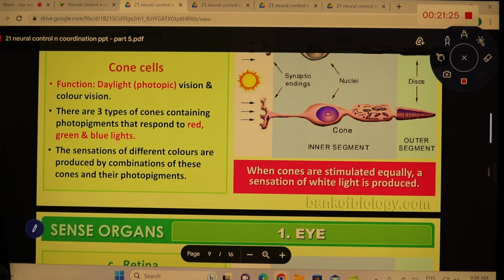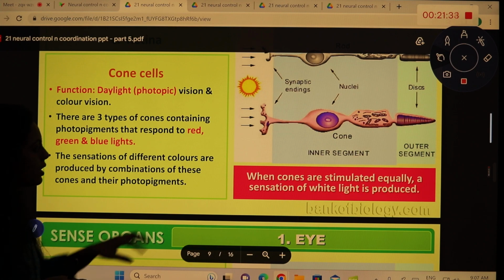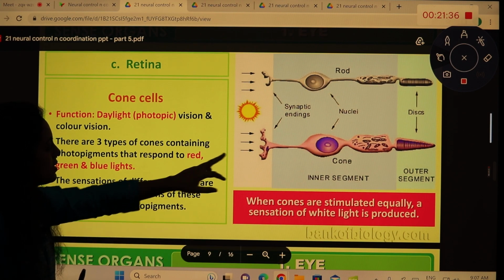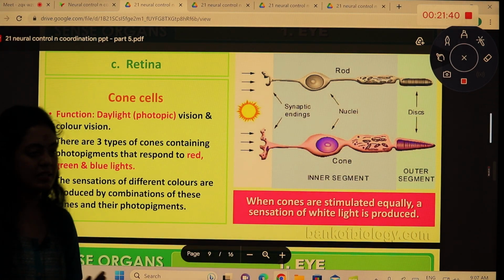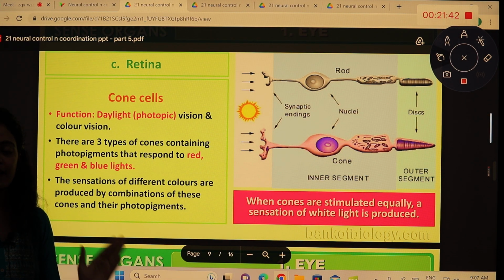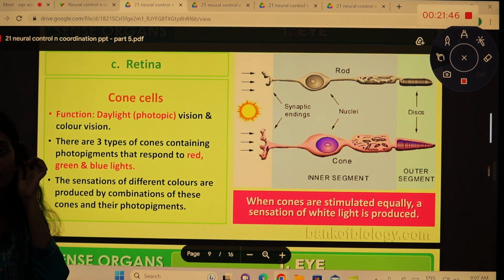Cones respond to which light? Red light, blue light and green light. Very important. The sensation of different colors is produced by the combination of these cones. So this is how a cone looks like. In presence of light, the cone is activated. Clear? Cones are responsible for what vision? Photopic vision or daylight vision.